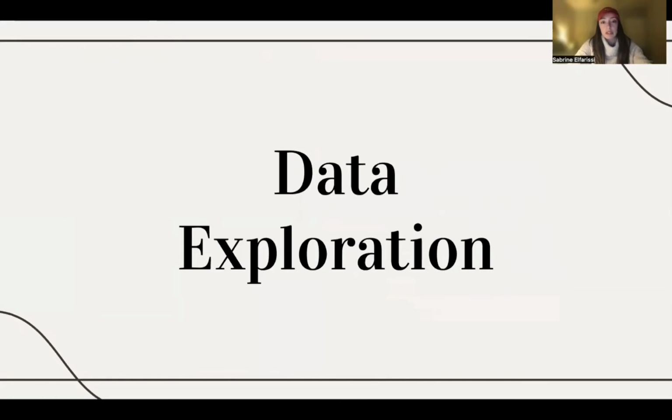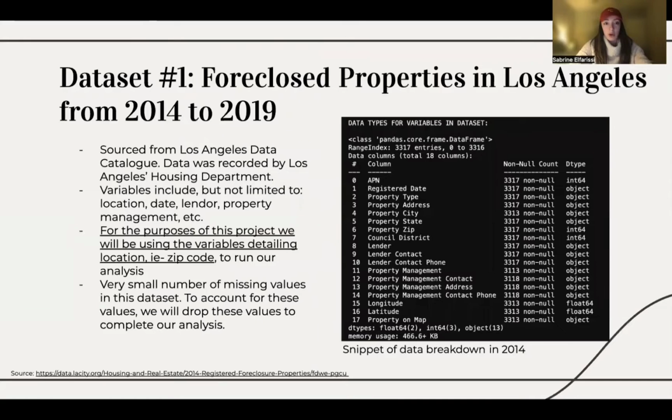And so this is our data exploration and data processing steps. For our first data set, we are looking at foreclosed properties in Los Angeles from the years 2014 to 2019. This data set was sourced from the Los Angeles Data Catalog, and the data was recorded by the Los Angeles Housing Department. All data accessed from this site is open to use by the public and can be downloaded in the form of a CSV file.